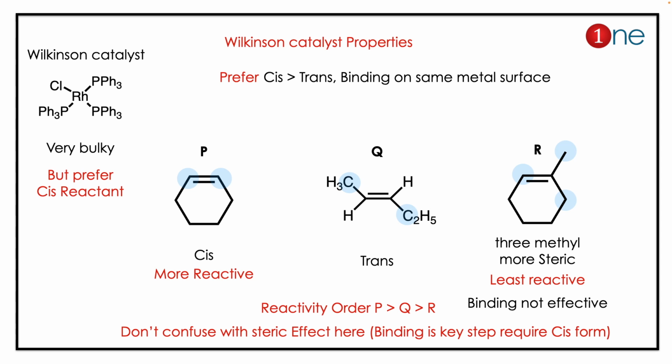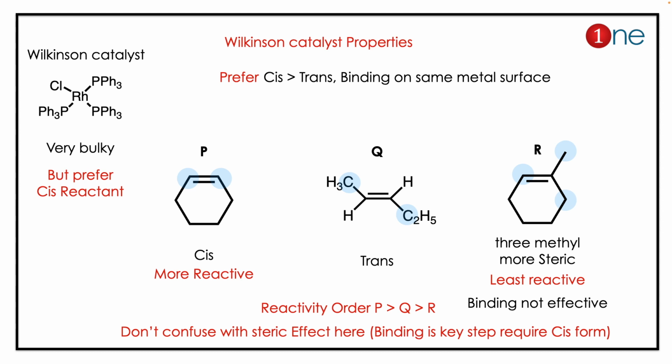Here you should know the Wilkinson catalyst first. It's a bulky catalyst with rhodium and chlorine, and three triphenylphosphine groups. Very bulky, but everybody will be confused. Normally the reactions require a less sterically hindered compound; a more hindered one won't go. But here the answer is the reverse.